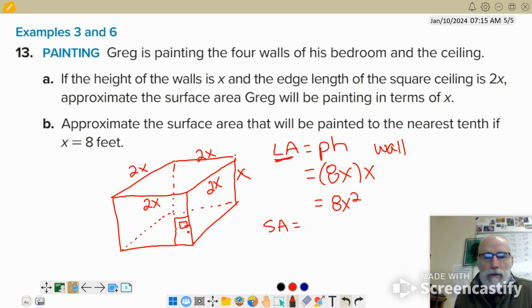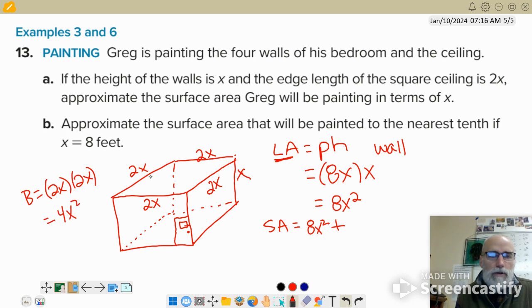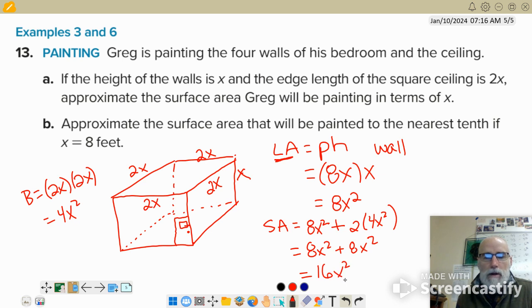So the surface area is going to be 8x squared, the lateral area, plus 2 bases. We don't have to multiply these two together. So the area of the base is going to be 2x times 2x, which would be 4x squared. And we have 2 of them, so I get 2 4x squared. Oh, this is kind of interesting, because I get 8x squared plus 8x squared, which is a total of 16x squared. Whoa, man, that's weird.